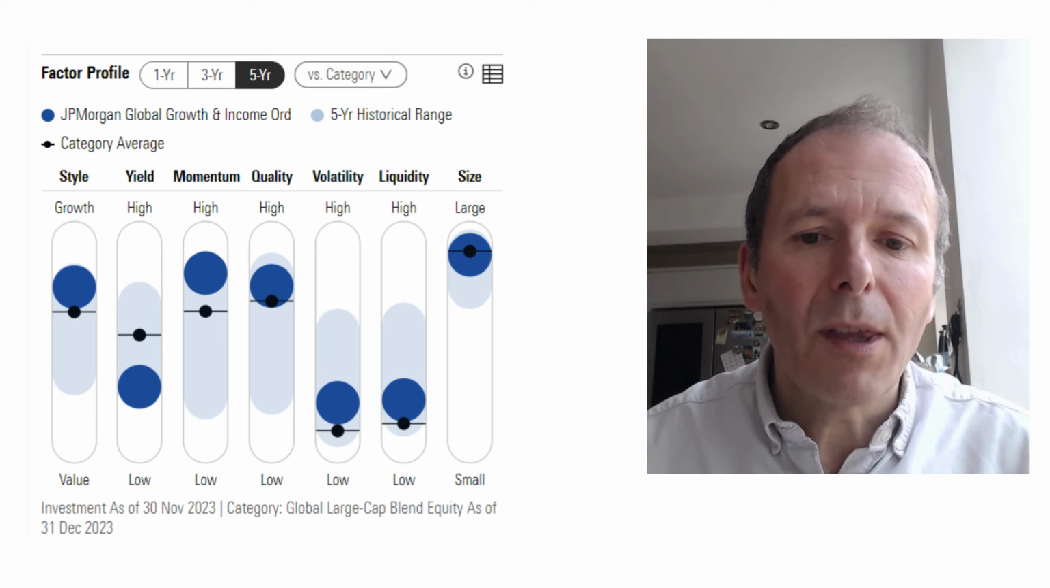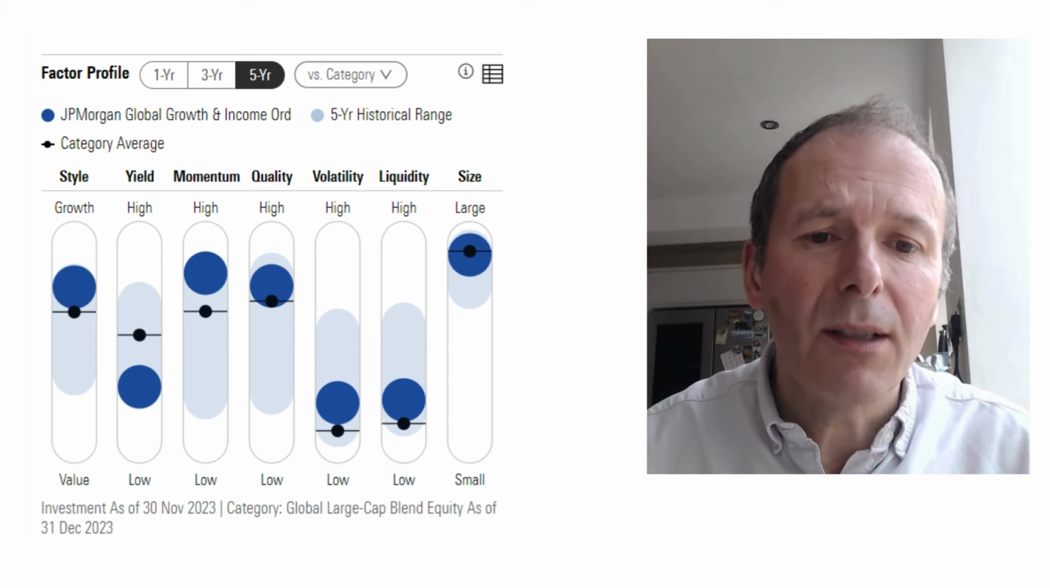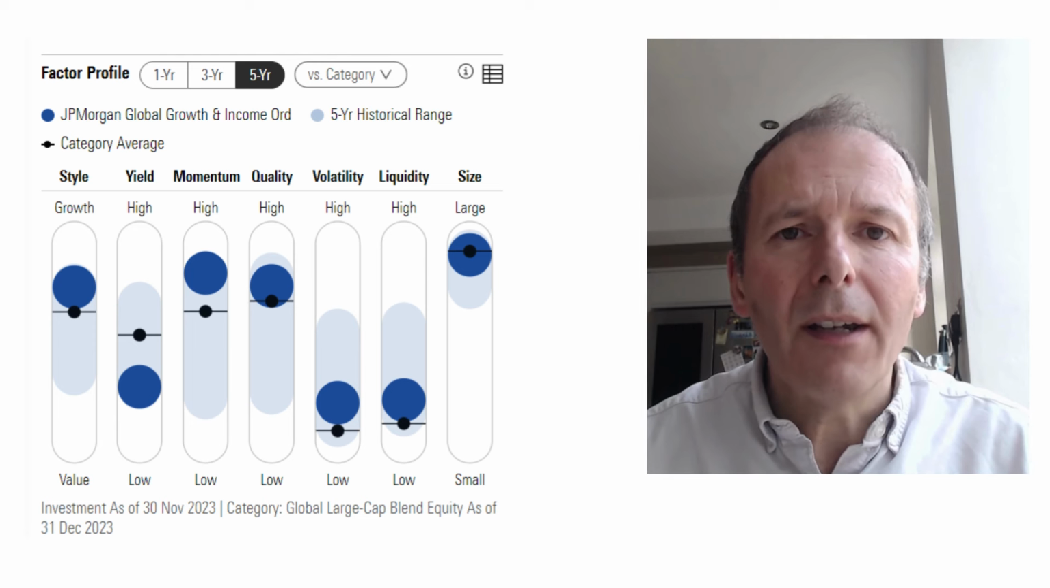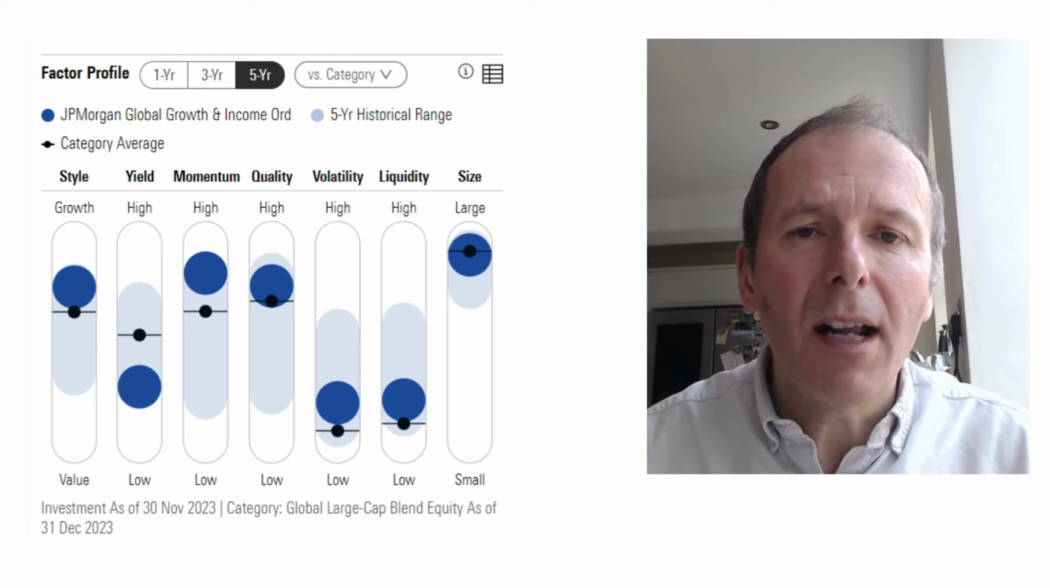So it looks at whether it's got a growth or value orientation, whether it's got a high or low yield, whether the price momentum is good or not, whether it's looking at quality or not, and then the size, whether it's large or small. And then I can get a feel for how the fund is operating relative to its peers.